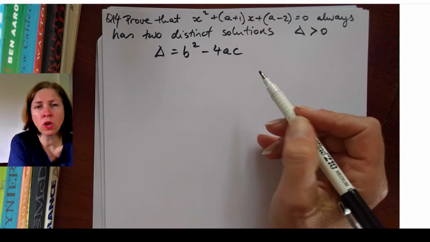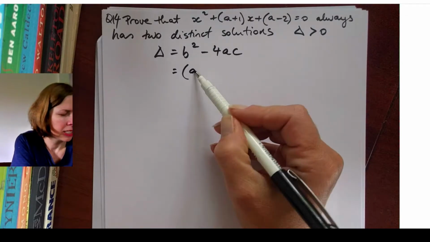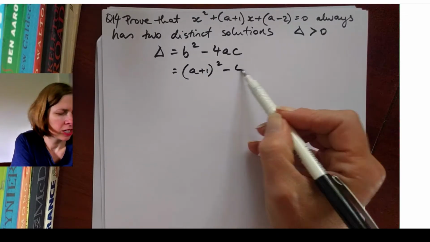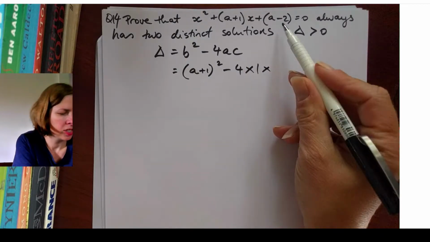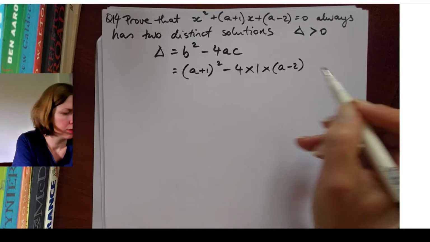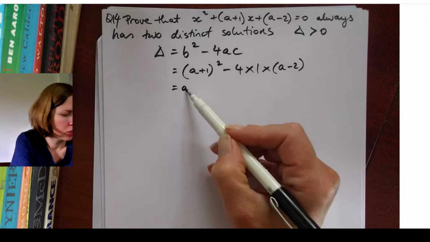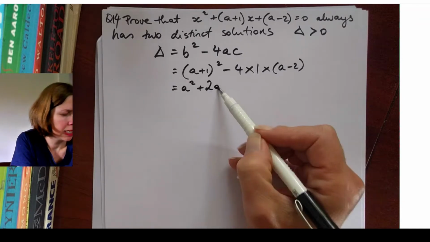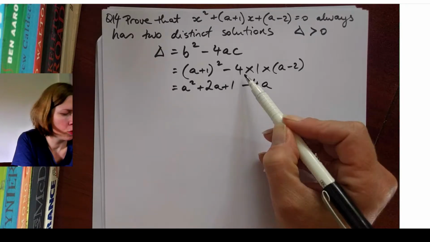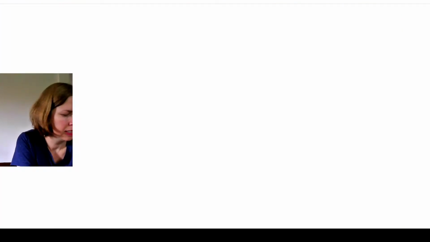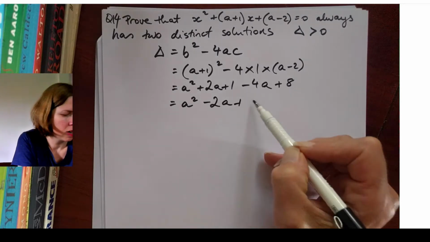So all I'm going to do now is substitute what I've got here. That gives me a plus 1 squared, and then I subtract 4 times, a is just 1, times c, which is a minus 2. I'll expand it all out and see what I get. So I've got a squared plus 2a plus 1 minus 4a, and then minus 4 times negative 2 will give me plus 8, which is a squared minus 2a plus 9.